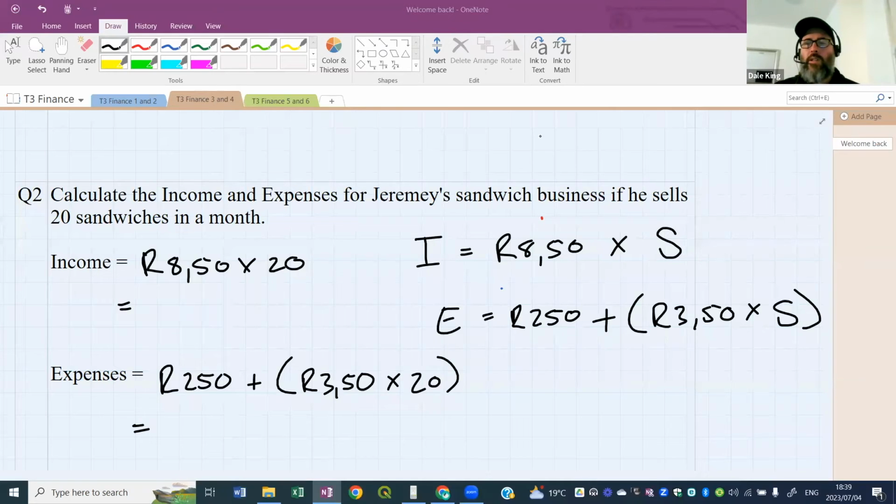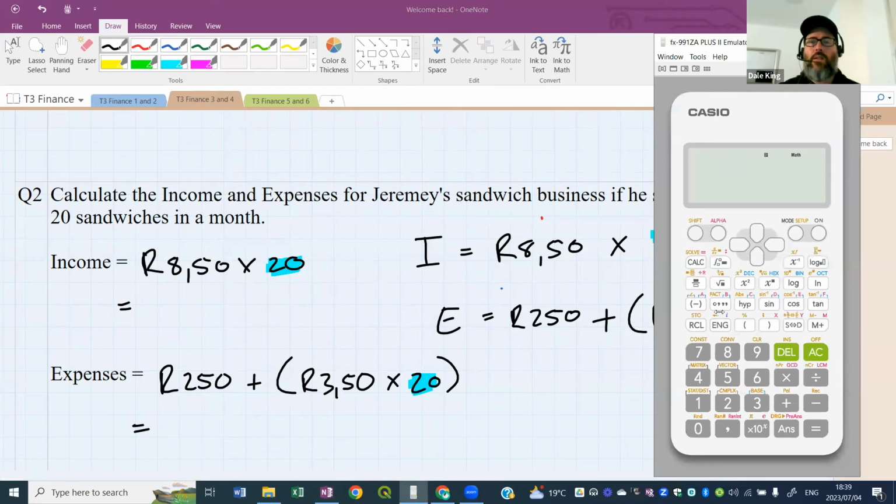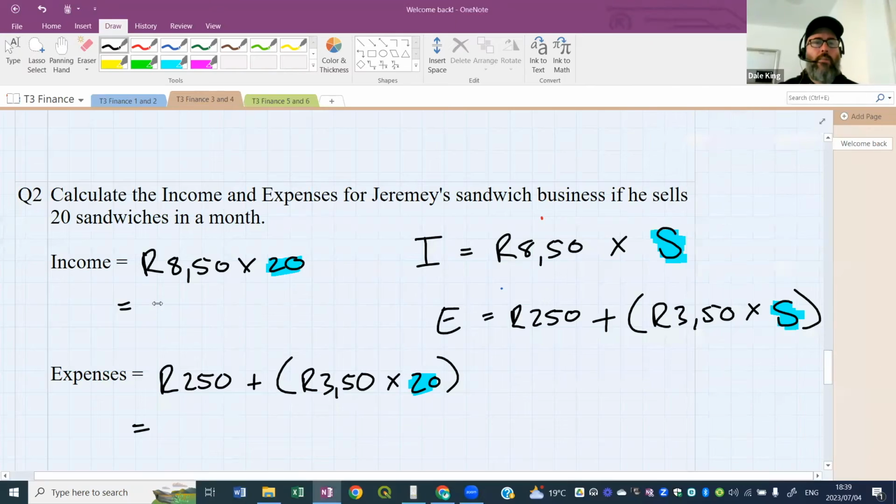Answers are still coming in, but as they're coming in, we're going to quickly revise these two here for 20 sandwiches. You'll see here, all I've done is taken these equations, which is why they're so useful, and replaced the letter S with the number of sandwiches, which in this case is 20. The S is now replaced with 20 because this person made and sold 20 sandwiches. Now we let the calculator do the work for us. It's 8 Rand 50 times 20, which gives us 170 Rand for the income.